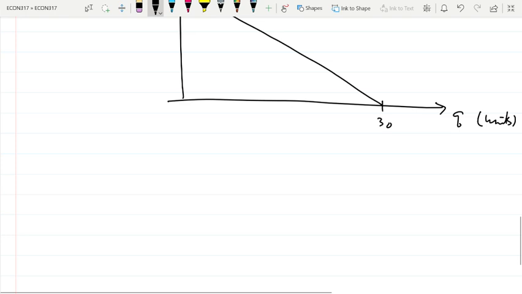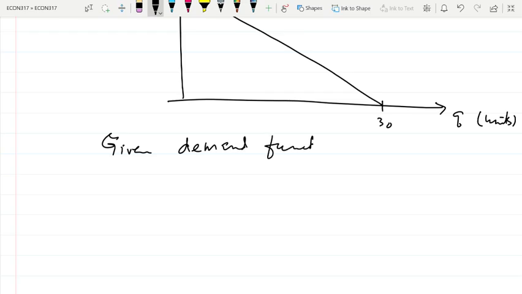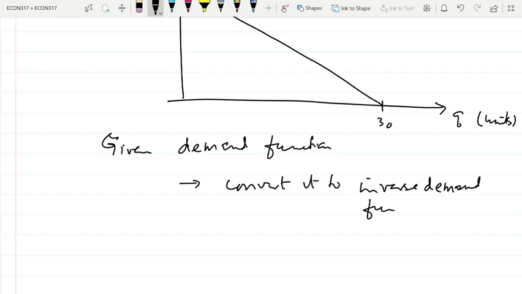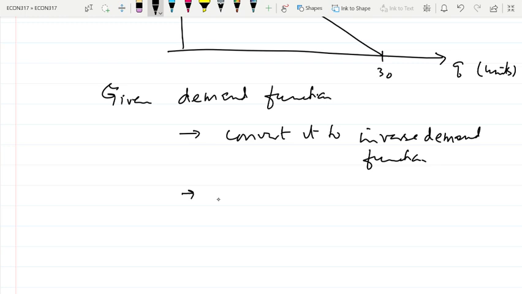So let's write down the steps. Given a demand function, we need to convert it to the inverse demand function, and then graph the inverse demand function.